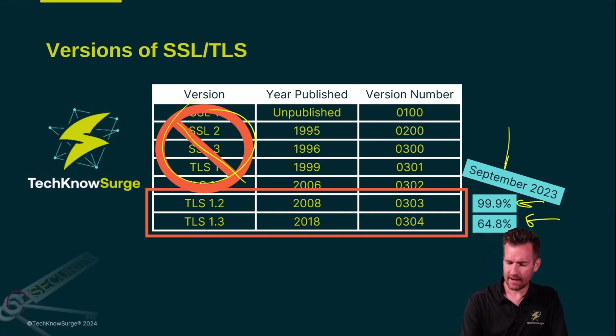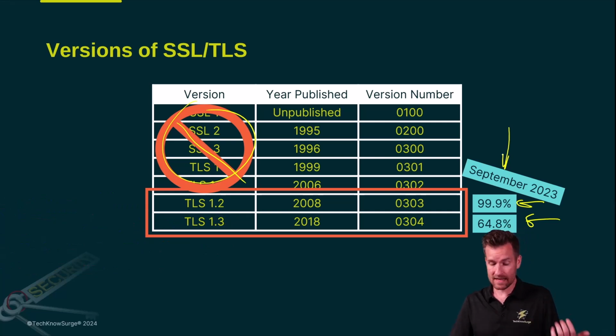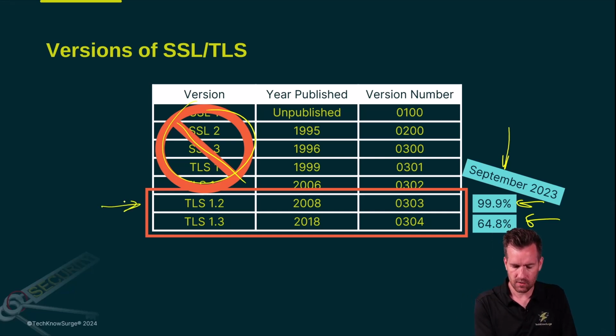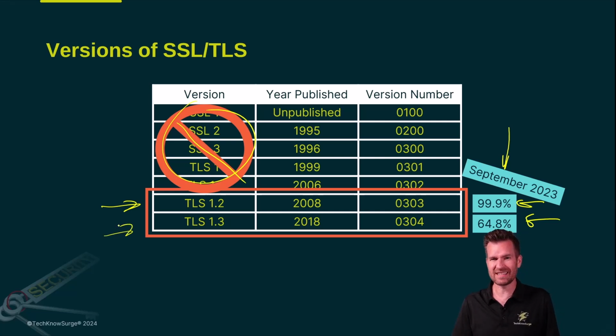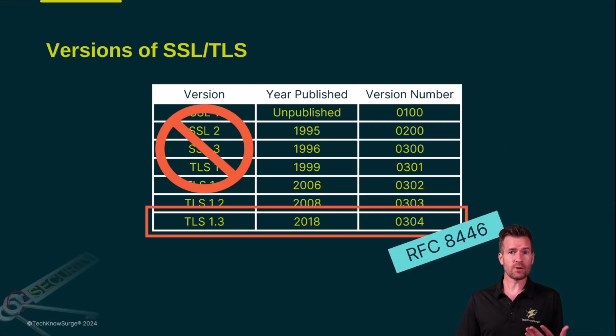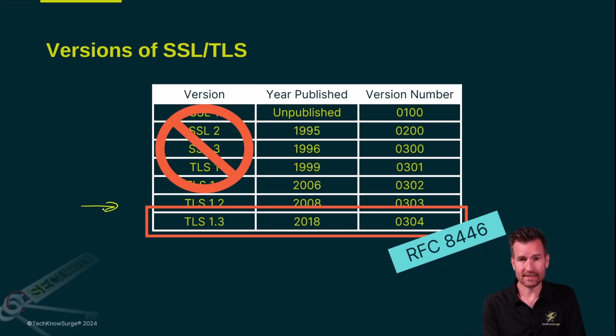And the stat, according to many different sources, is that in September of 2023, 99.9% of our secure websites were using TLS 1.2, and 64.8% could utilize 1.3. So we still have not completely made that transition yet, but we're getting close. The other reason why this is important is what we're going to be learning about in this module. I'm going to be talking about both TLS 1.2 and TLS 1.3.